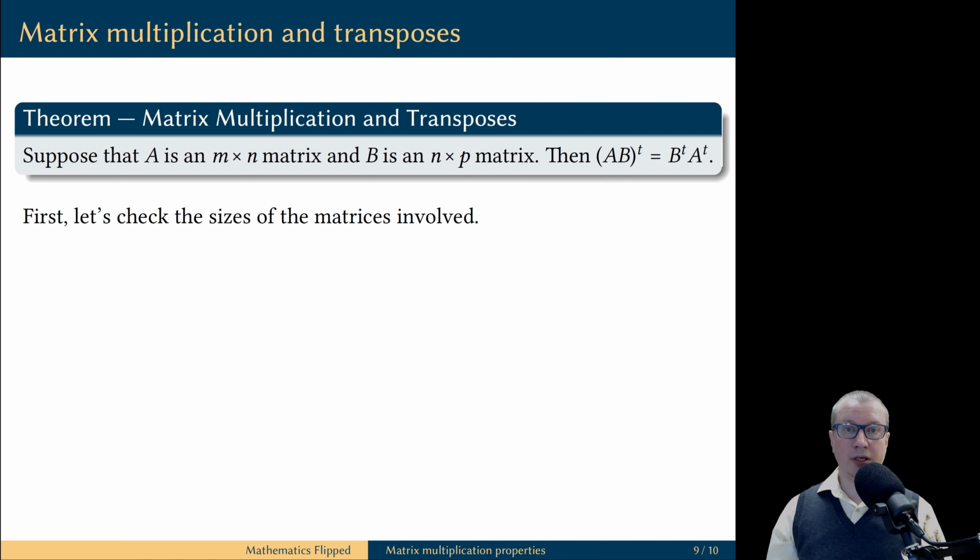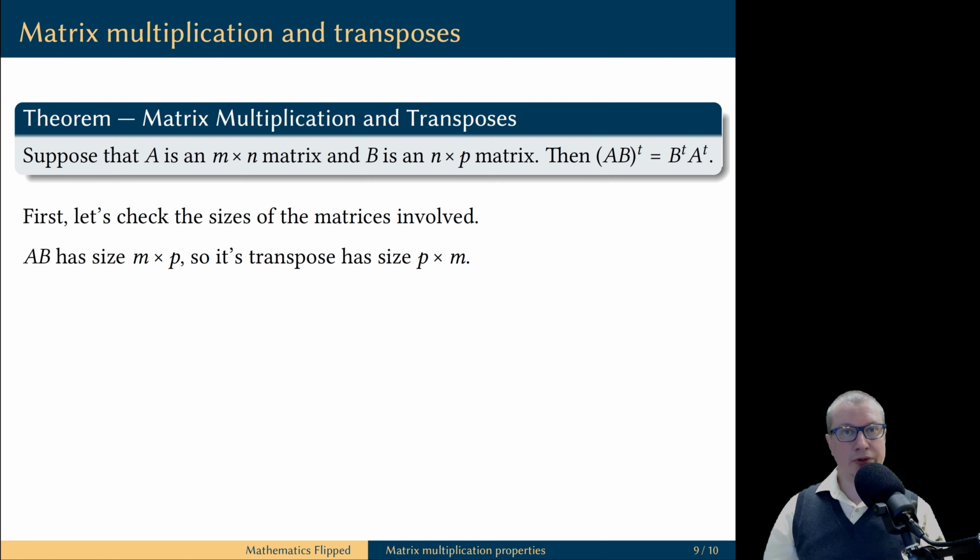To see why we switch the order of the matrices when we take the transpose, let's look at the sizes of the matrices involved in this equation. The matrix A has size m by n, and the matrix B has size n by p. Therefore, the product matrix AB has size m by p. When we take the transpose of a matrix of size m by p, it becomes a matrix of size p by m. This shows that the matrix on the left-hand side of this equality has size p by m.